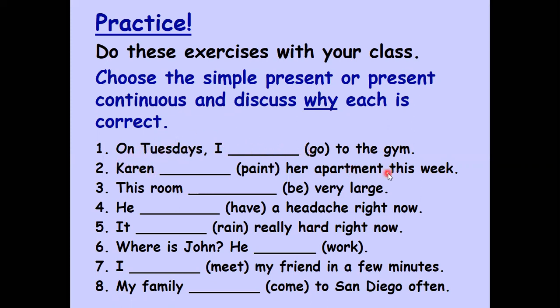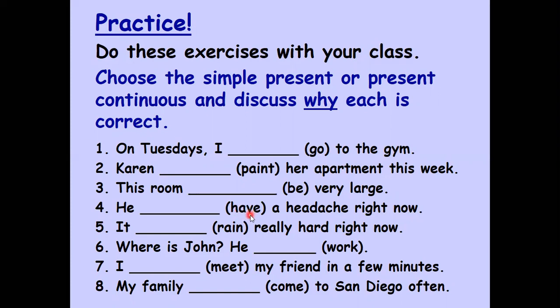Okay, when I have this expression, this week, next week, this is in progress. This is something with ing. Karen is painting her apartment this week, this afternoon. This is progress actions. This room is very large. This is simple present. Right now, present progressive, but we have, so I cannot say he is having.